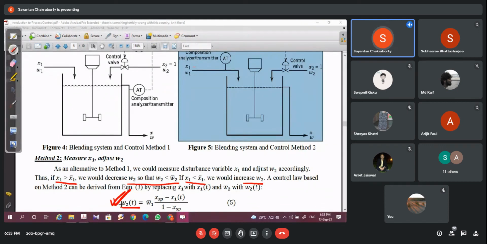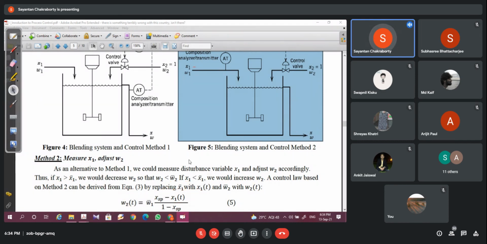This is nothing but a slight modification of the equation that we have decided in the design phase, where W2(t) will be a function of x1(t), and this is the nominal value of W1 bar, and XSP are the set point values. That is the nominal value that you desire at the output. So this is how we can calculate W2(t), the flow rate, based on this x1(t), provided we assume that W1 is fixed and XSP, the set point, is obviously fixed. So this is how a feed forward control law can be implemented.